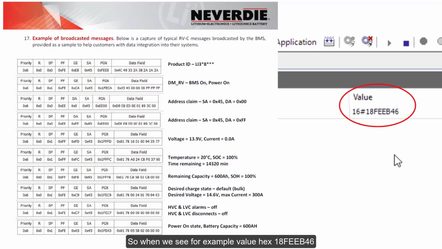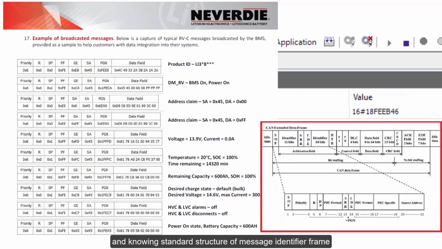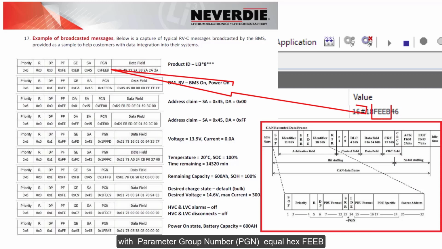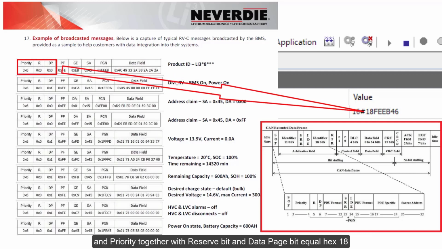So when we see, for example, value hex 18FEEB46, and knowing the standard structure of a message identifier frame, we can recognize that this message is coming from device address 70, hex 46, with parameter group number PGN equals hex FEEB, and priority, together with reserve bit and data page bit, equal hex 18.